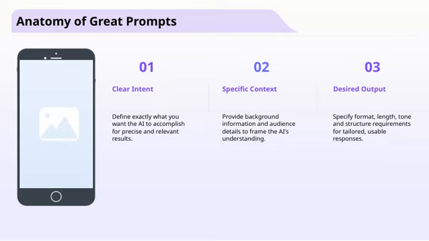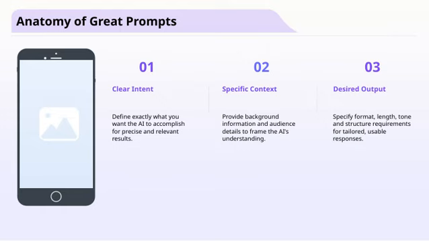Now, let's take a closer look at what makes a great prompt. First up is clear intent. It's really about defining exactly what you want the AI to accomplish. When your intent is clear, you get more precise and relevant results, saving time and effort. Next, we have specific context. This involves providing any background information or details about your audience that can help the AI better understand what you're asking for. The more context you give, the better the AI can tailor its response to fit your needs.